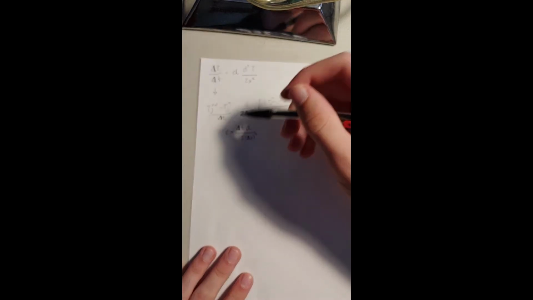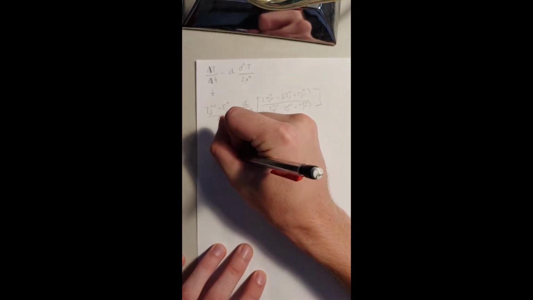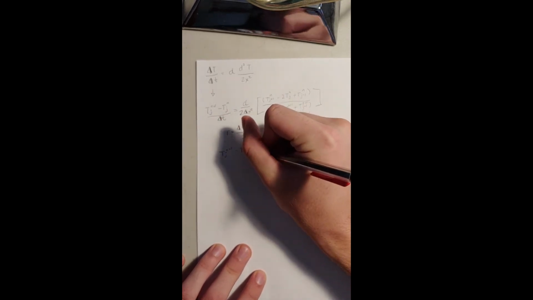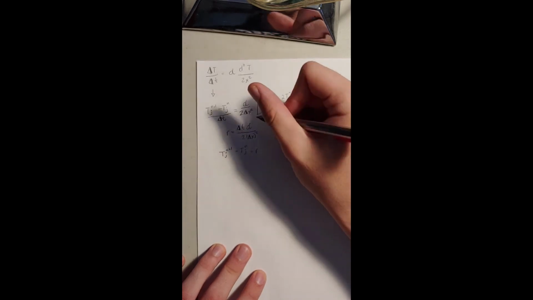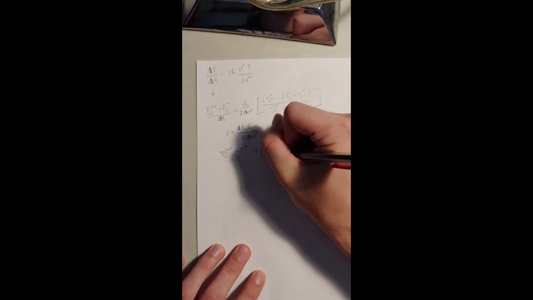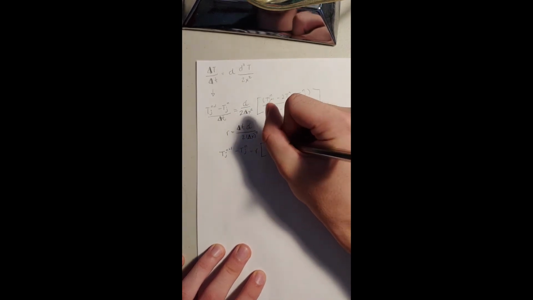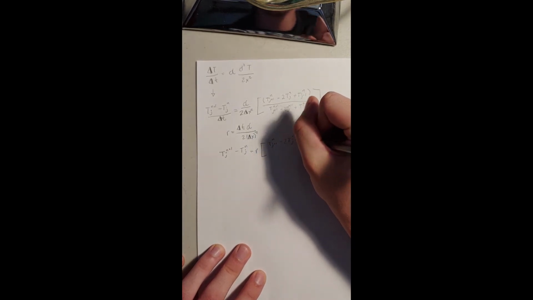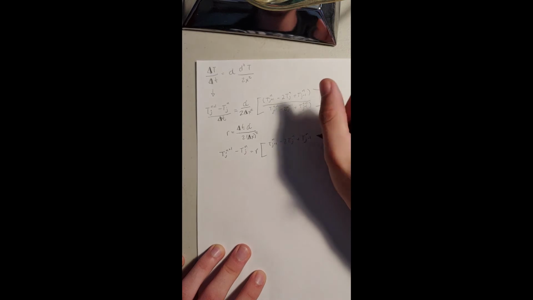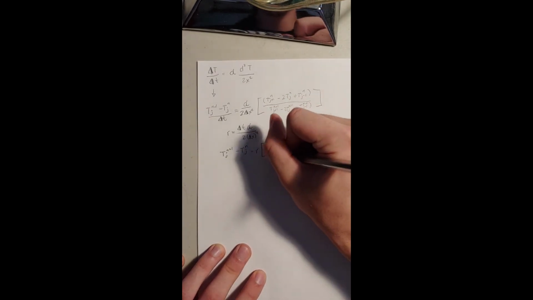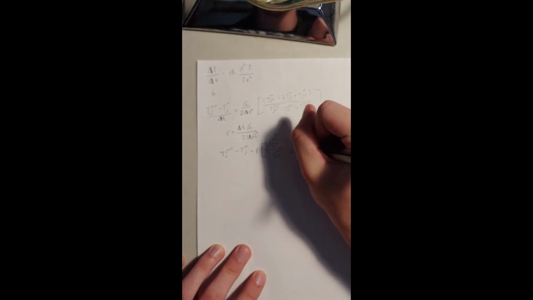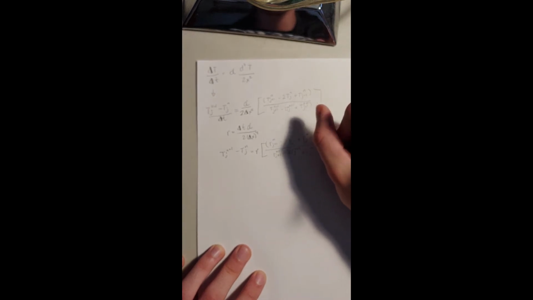So plugging this in and rearranging a little bit, we can get T_j^(n+1) minus T_j^n equals r. So we're replacing that with r. And then all of this comes down. So T_(j+1)^n minus 2 T_j^n plus T_(j-1)^n, and T_(j+1)^(n+1) minus 2 T_j^(n+1) plus T_(j-1)^(n+1).